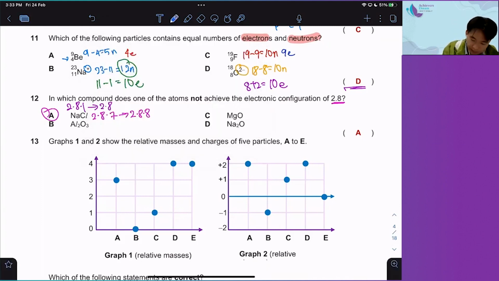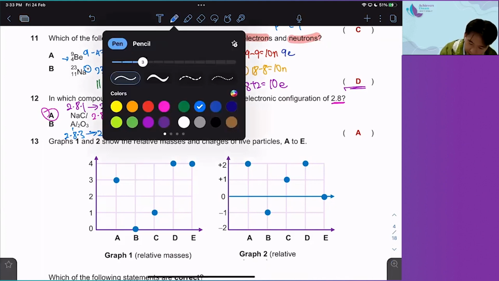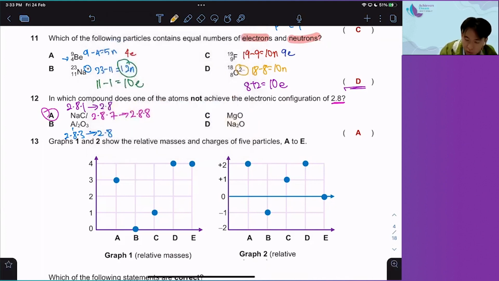So aluminium is actually 2.8.3. So it will lose 3 electrons to form 2.8. And oxygen will be 2.6. You actually gain 2 electrons to form 2.8. So this one, yes, it will.